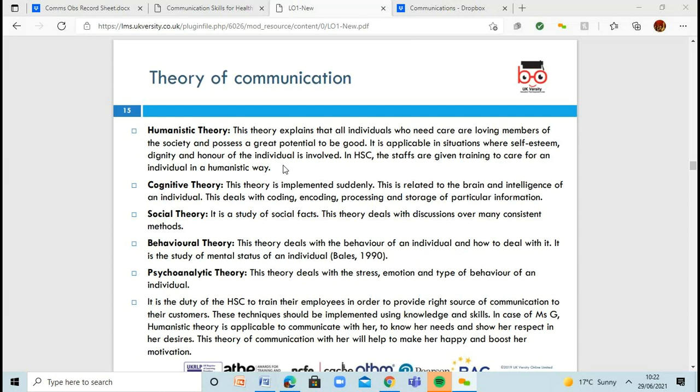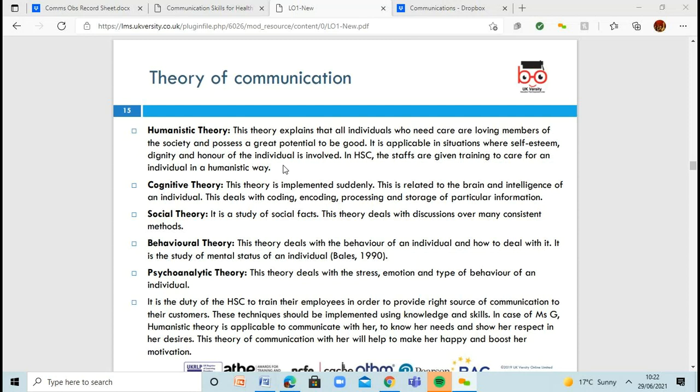Cognitive theory is something that can be happening suddenly. It's where it's related to your brain and your intelligence. So it also deals with you coding and information. So putting down information, processing it, and actually being able to respond in particular. Social theory is just a study of social facts, and it deals with sort of discussions, whatever happened on a social basis.